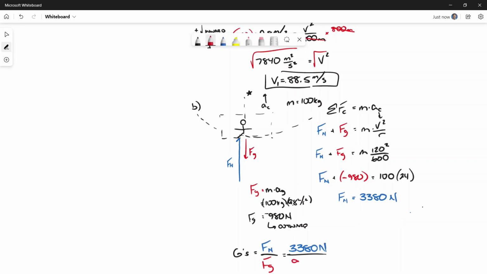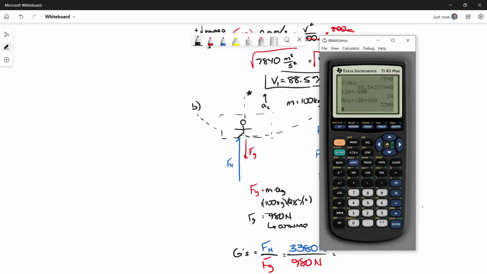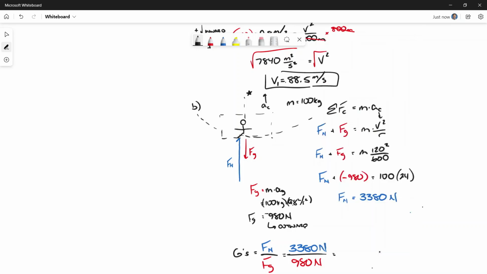Fg is 980 newtons. And when I evaluate that, we get our G's. All right, so I get 3380 divided by 980. Those riders are experiencing 3.45 G's. They're experiencing a multiple of 3.5 G's. All right, so they feel 3.5 times their normal weight.